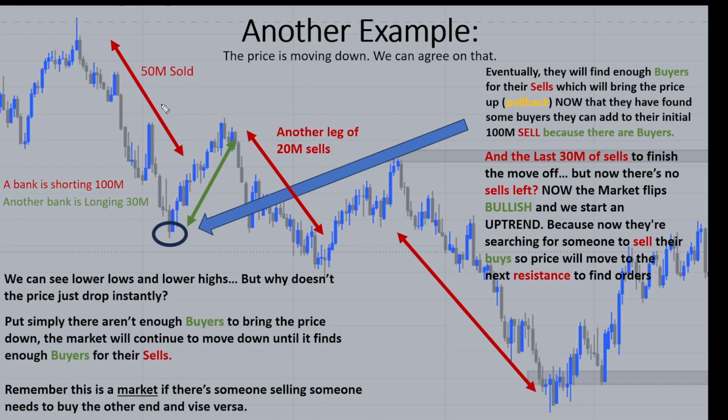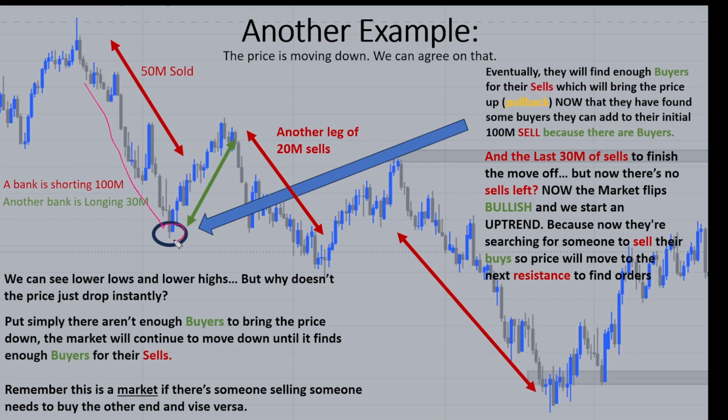So here's another example here. We can see we have lower lows and lower highs, but why doesn't it just drop instantly? Like I said before, it needs to grab liquidity. So as you can see, we sell 50 million, for example, and it's going to come down.